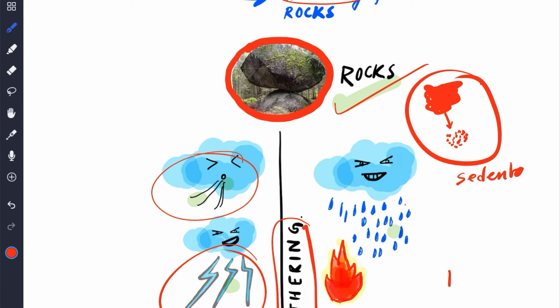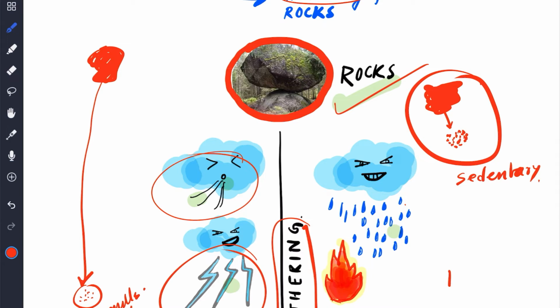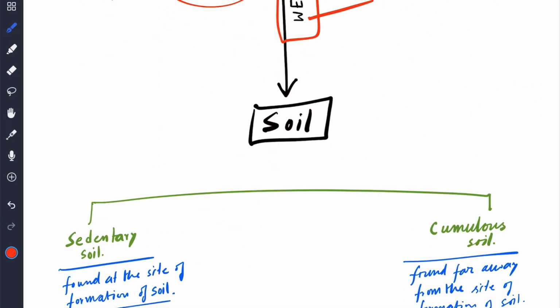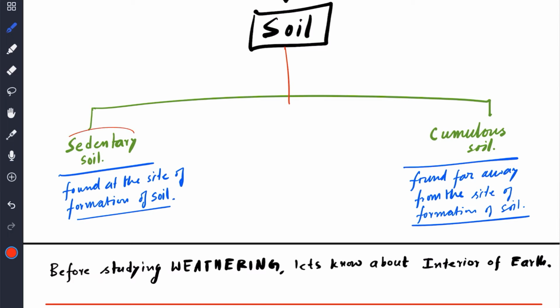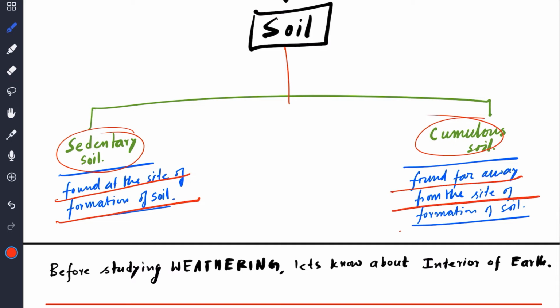Okay, and suppose this is one rock, the weathering is happening with this rock, and soil particles are actually forming far from that rock. So these are the soil particles formed from that rock, but the distance is much more, and that type of soil is actually called cumulus soil. Okay, so you can see that soil is actually divided into two parts: sedentary soil, found at the site of the formation of the soil, and cumulus soil, found far away from the site of the formation of the soil.